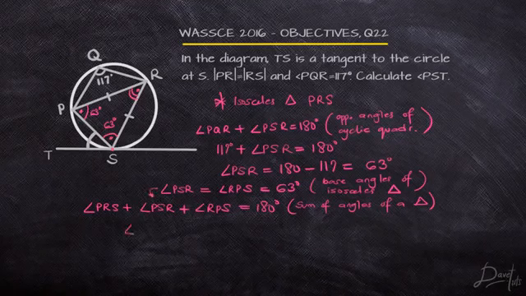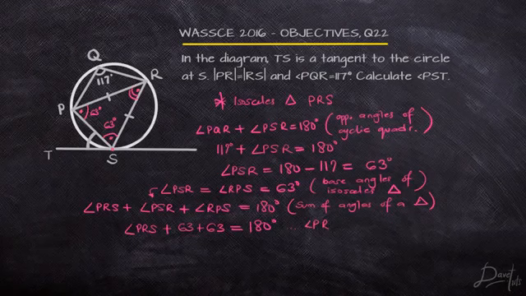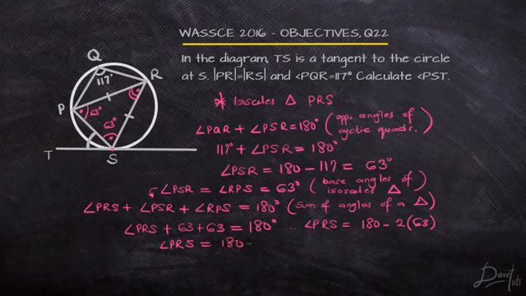So our PRS, like that, we can solve by subtracting 63 in two places from 180 degrees. And once we find our PRS, we can now apply another principle of circle geometry to find the requested angle, PST. Now our PRS we can solve to be 54 degrees.